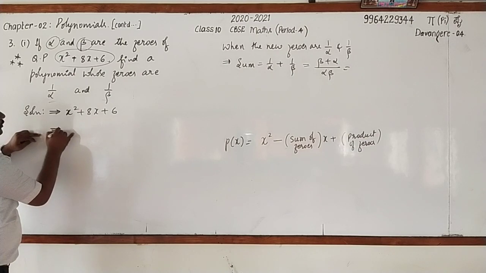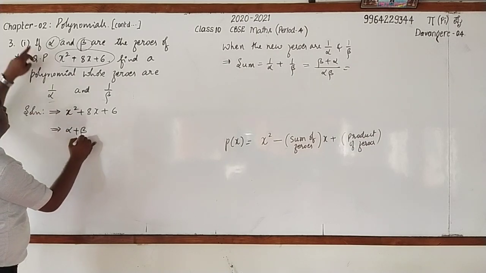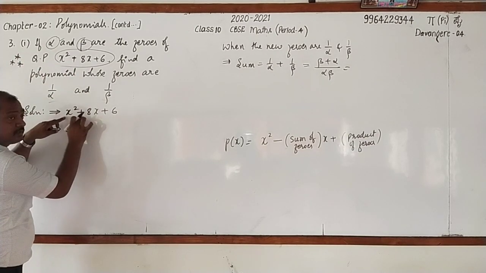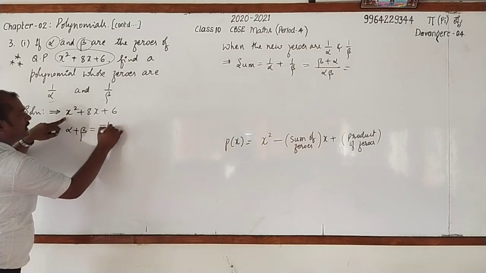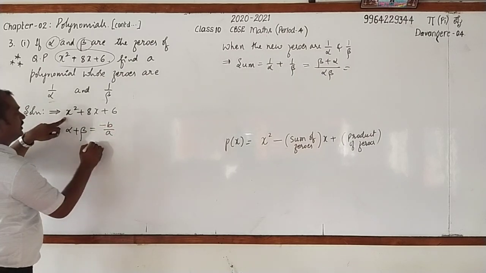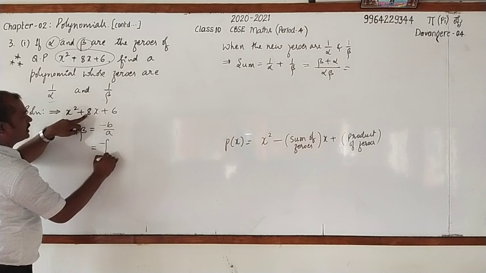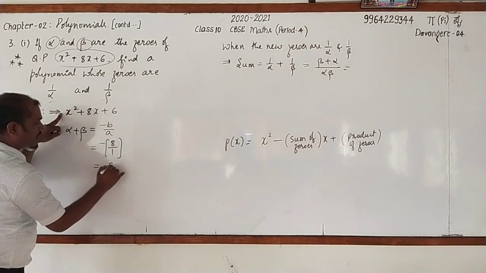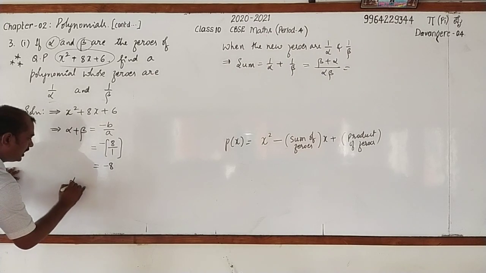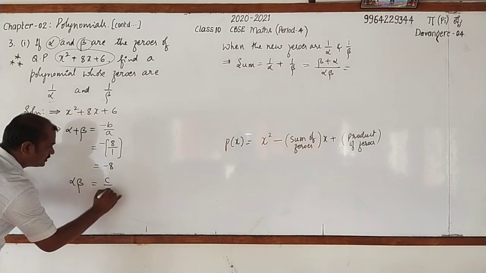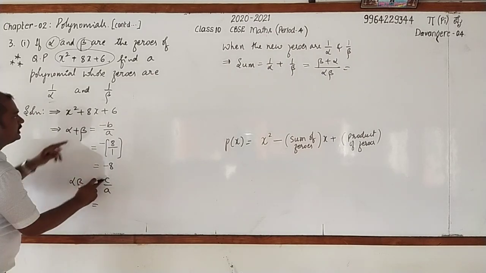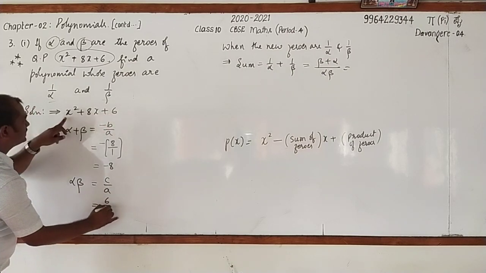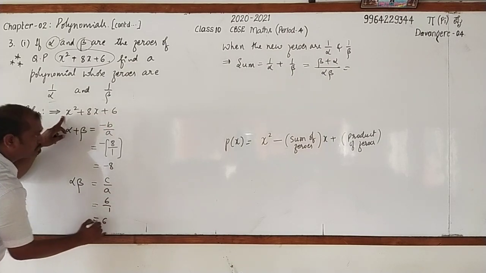Then here we can write alpha plus beta. They have given that alpha and beta are the zeros of this. So alpha plus beta is minus b by a. This is equal to minus of, where b is 8, a is 1. It is equal to minus 8. Then alpha into beta is equal to c by a, where c is 6, a is 1. It is equal to 6.